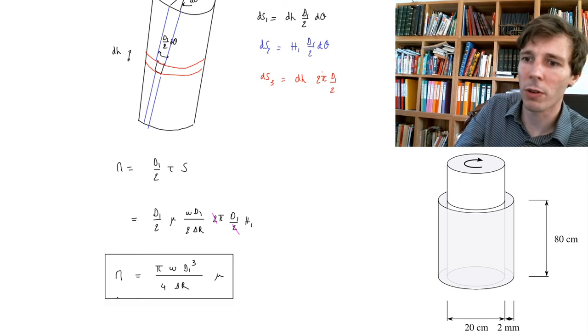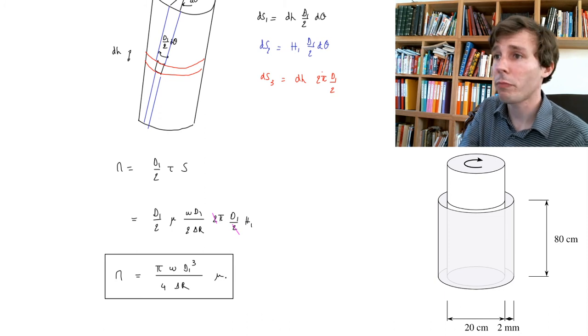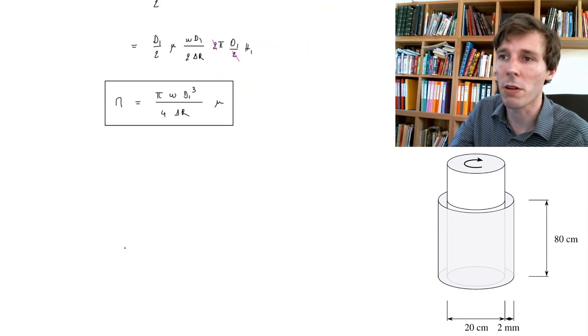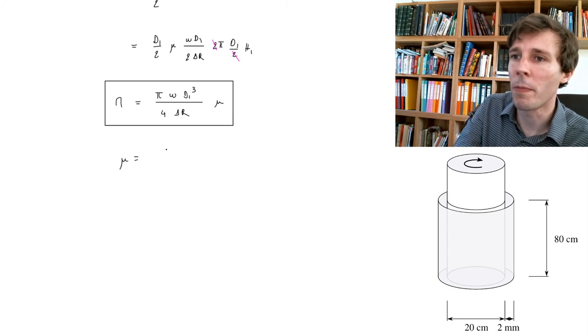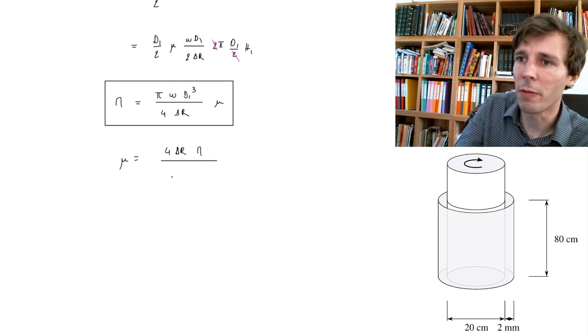And so this is the moment as a function of viscosity. This is the solution we're looking for. We have the moment expressed as a function of viscosity. And what we're looking for in this particular problem is the viscosity given the moment. So of course, we're going to reverse this equation and write mu. Mu is now 4 delta R M, let me rewrite this cleanly, it's not very readable, divided by pi omega D1 cubed.